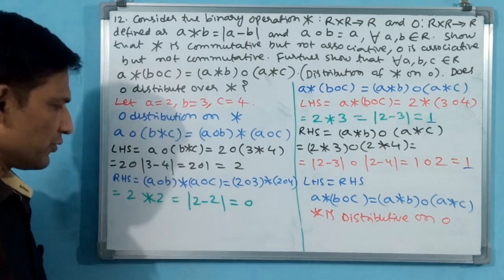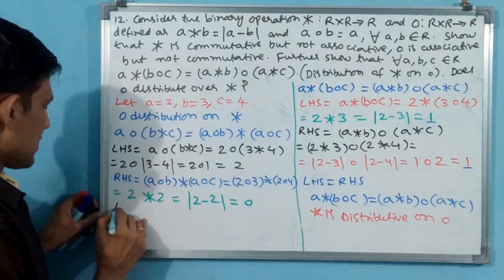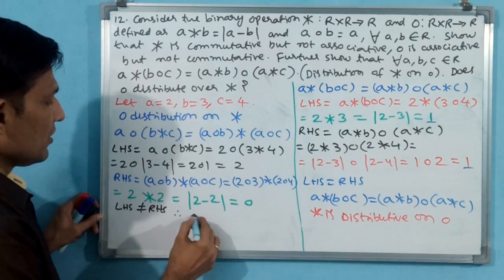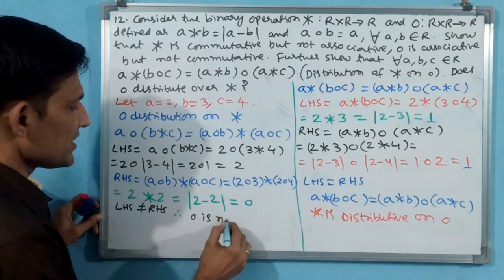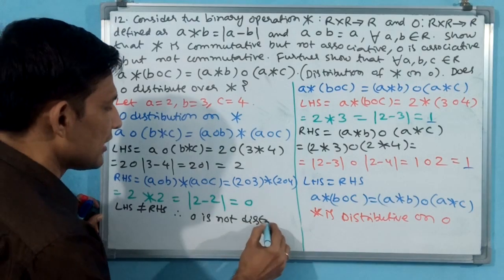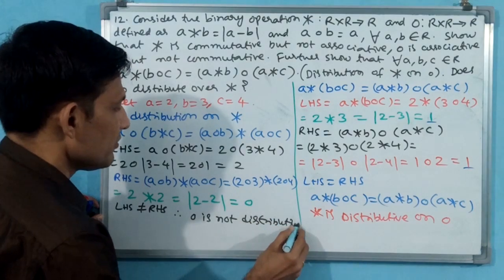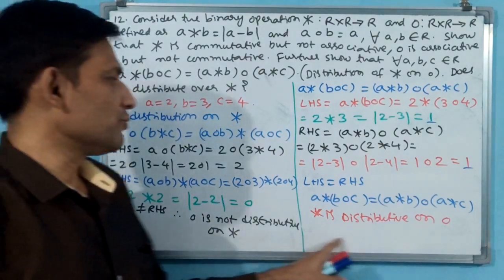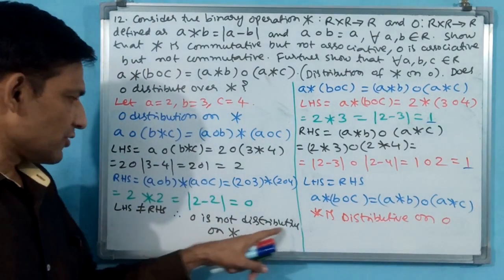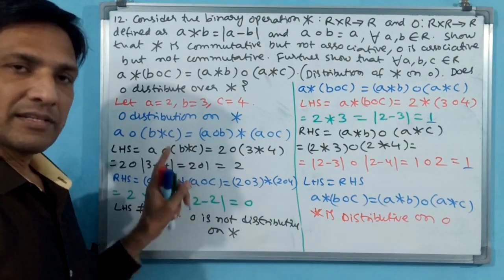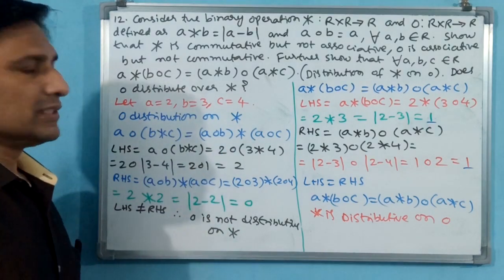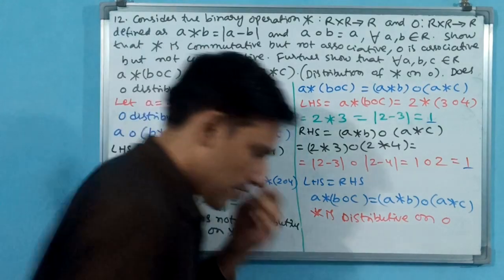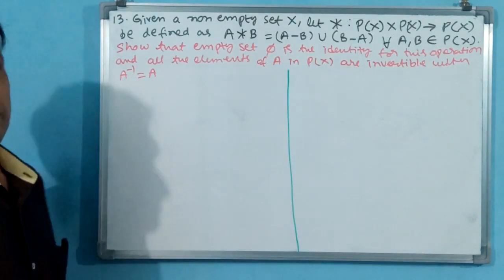Therefore not distributive. You write: LHS is not equal to RHS. Therefore O is not distributive on star. Here star is distributive on O, but O is not distributive on star. Why? Because LHS and RHS both changed. This is the answer for your 12th question. Let us go for the 13th question. Okay, see the 13th question.